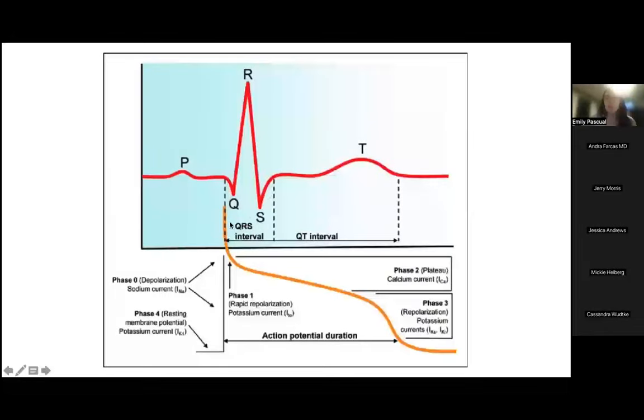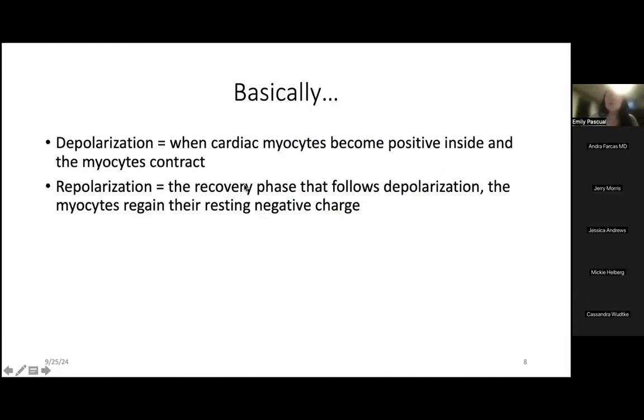So this is an image showing those different phases of the action potential and what that represents on EKG in terms of what you're looking at. So to sum it up in an easy way, depolarization is essentially when the myocytes become positive inside, the myocytes contract. Repolarization is that recovery phase that follows depolarization and the myocytes regain their resting negative charge.